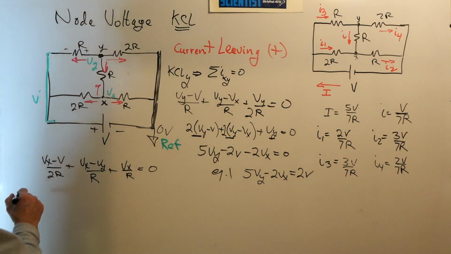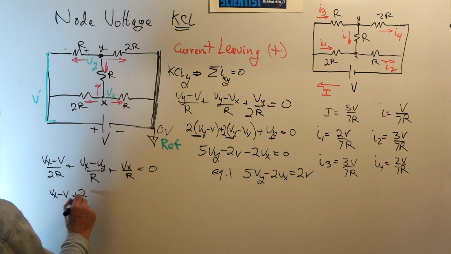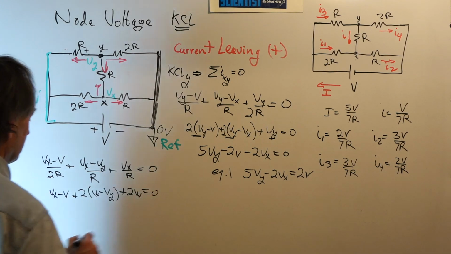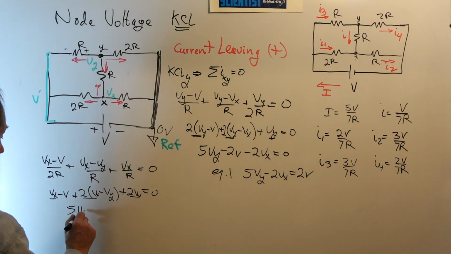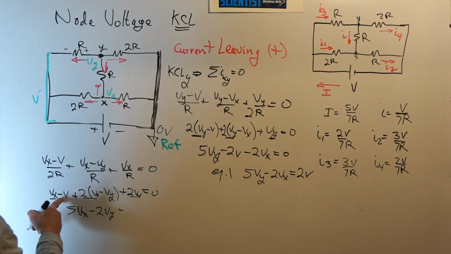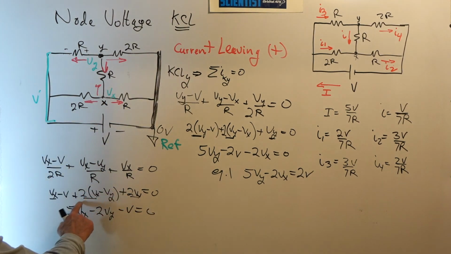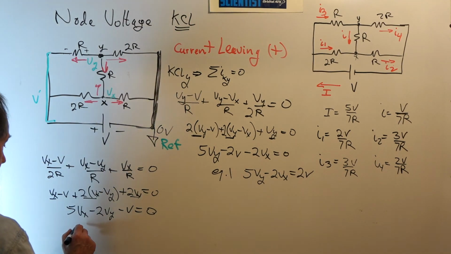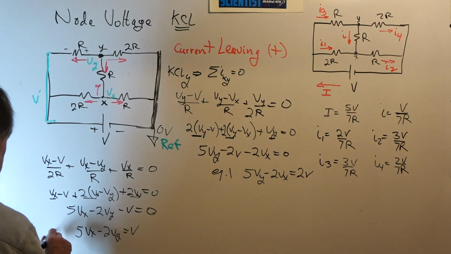Again, clear out the denominator by multiplying through by 2R. So we have Vx minus V plus 2 times Vx minus Vy plus 2 times Vx, and that's equal to 0. Gathering like terms, we have a Vx, 2Vx, and 2Vx, so that's 5Vx minus 2Vy plus, or a minus V, forgot that. So 5Vx, a minus V, and a minus 2Vy. I'm going to move the known V over to the right side. So we have 5Vx minus 2Vy equals V. So this is equation 2.